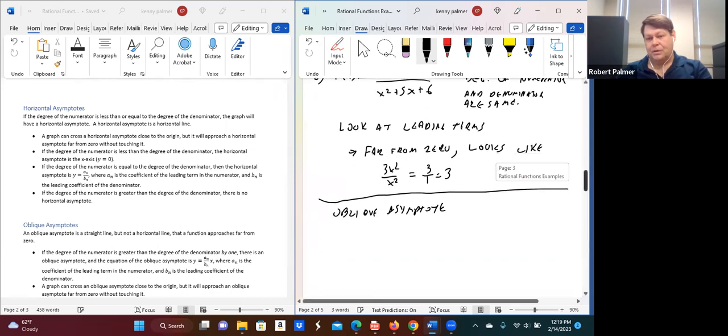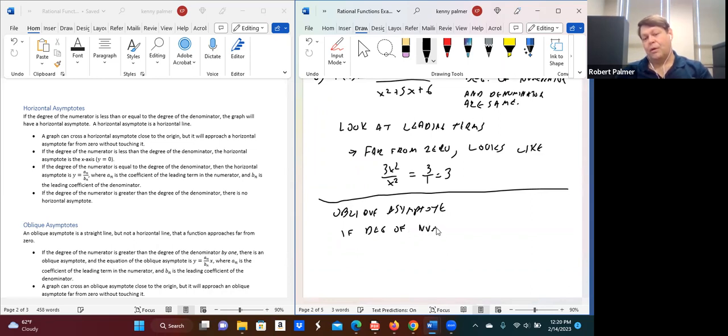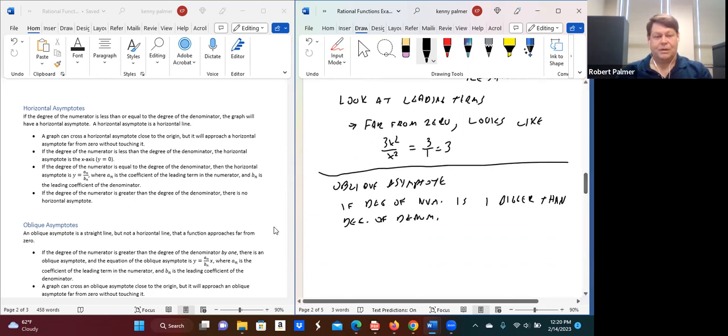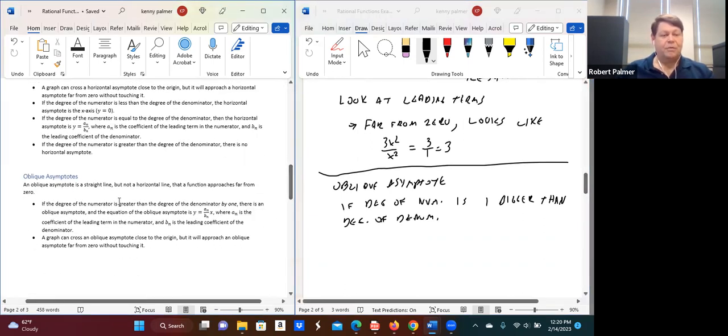So an oblique asymptote: if the degree of the numerator is 1 degree bigger than the degree of the denominator, that's what it says over here. Let's take a look. So oblique asymptotes. If the degree of the numerator is greater than the degree of the denominator by 1, then you have what's called an oblique asymptote.